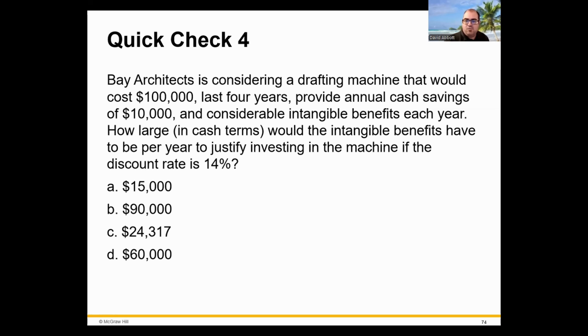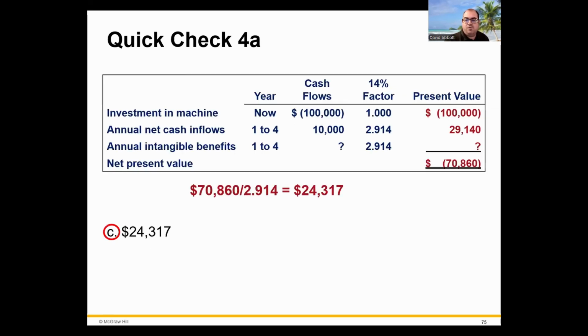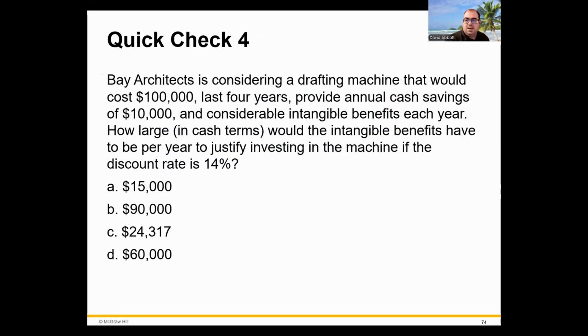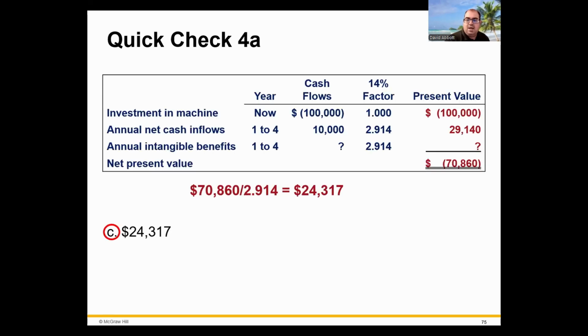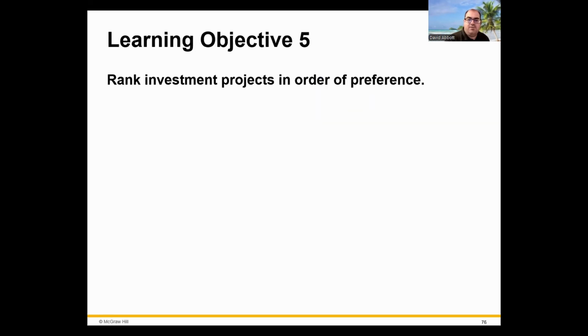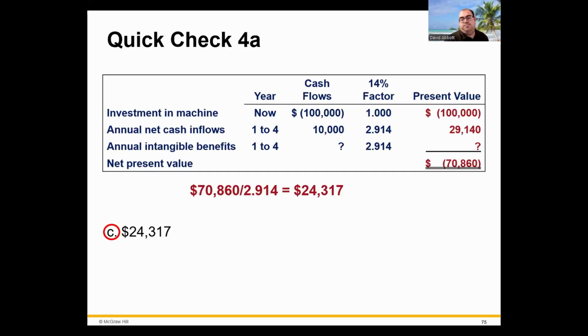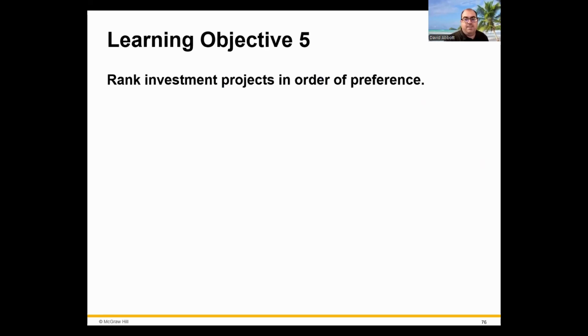How large in cash terms would the tangible benefits have to be per year, or the intangible benefits have to be per year to justify investing in the machine if the discount rate was 14%? And so the investment in the machine is going to be 100,000. The present value of the cash inflows are going to be 29,140. So that's what we're trying to figure out. And the net present value would be 70,000. And we can calculate that. So they would have to be 24,317 would have to be what the value of the intangibles would be.